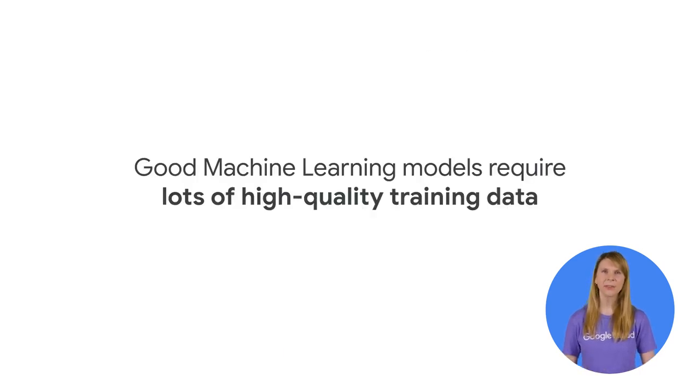Good machine learning models require lots of high-quality training data. As we mentioned before, you should aim for 100,000 plus records to train on for a custom model. If you don't have that kind of data, pre-built models are a great place to start. Let's take a look back at one of the most popular ones that I use when I travel overseas, the Translation API.